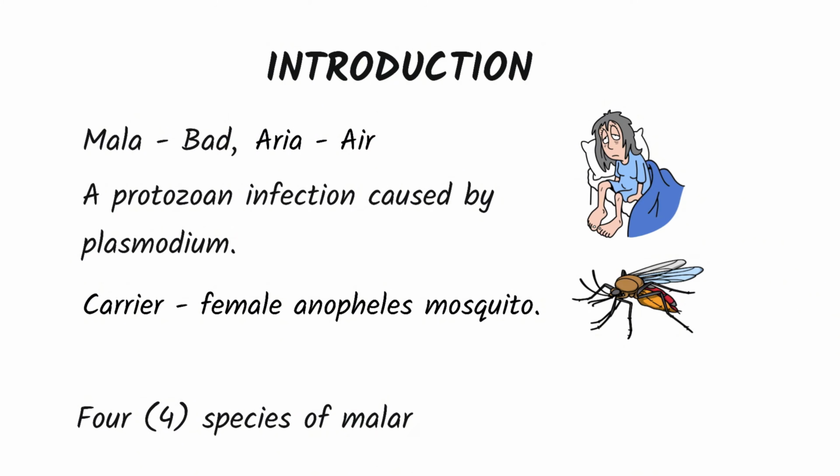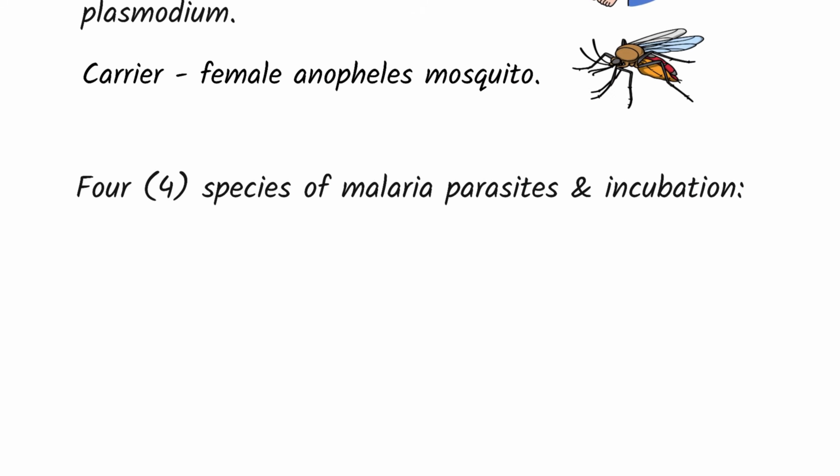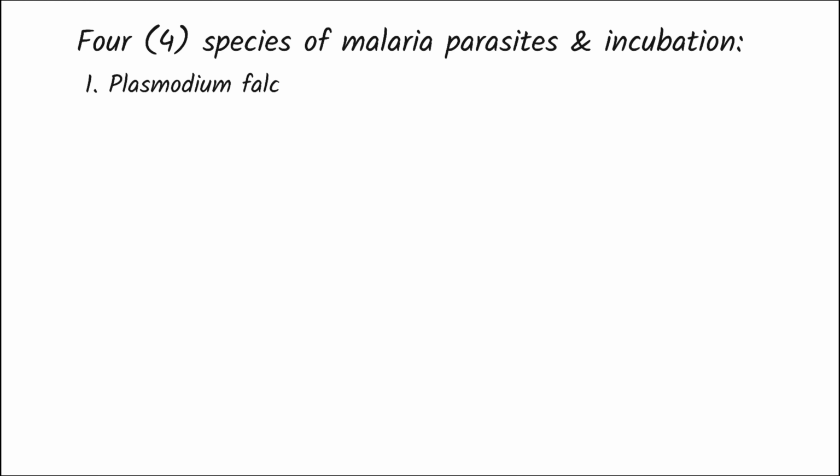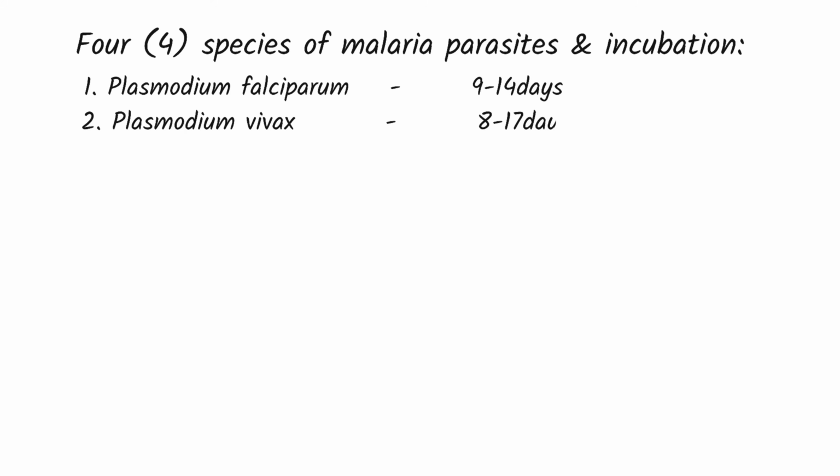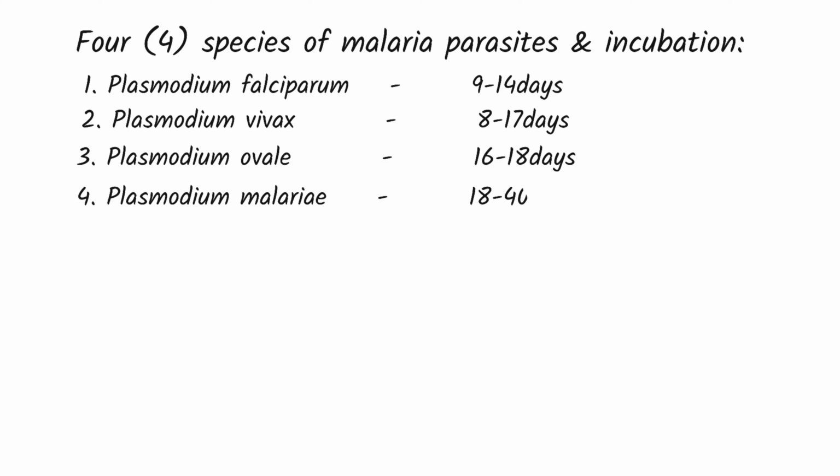4 species of malaria parasites and their incubation period. Plasmodium falciparum, 9 to 14 days. Plasmodium vivax, 8 to 17 days. Plasmodium ovale, 16 to 18 days. Plasmodium malariae, 18 to 40 days.